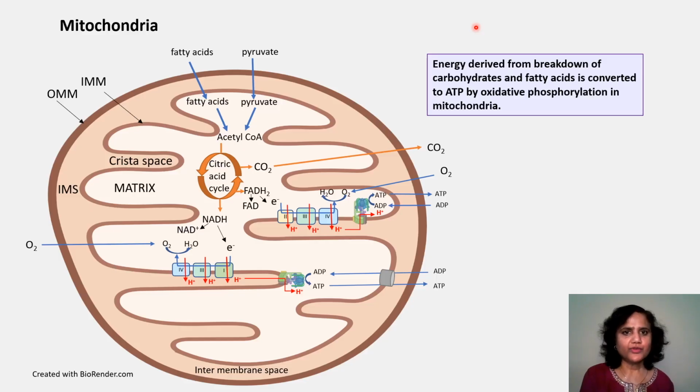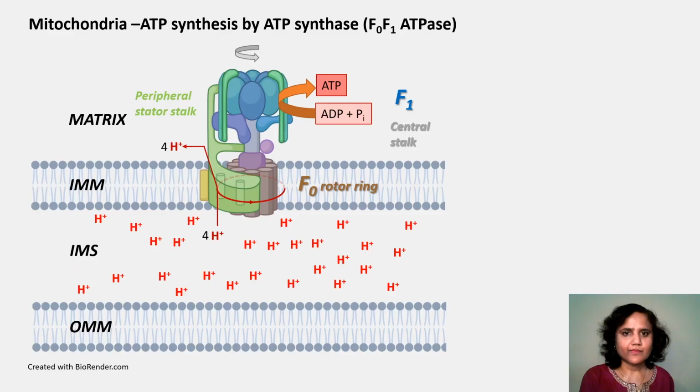This flow of protons is coupled with release of energy, which is utilized for the synthesis of ATP from ADP and inorganic phosphate. The ATP synthase is a fascinating molecular machine that produces ATP by rotary catalysis.